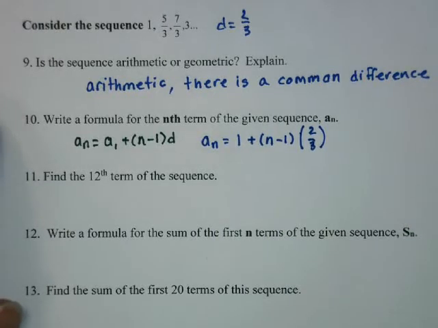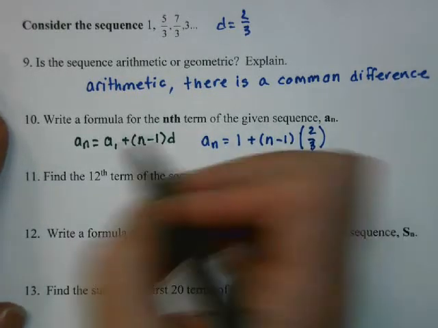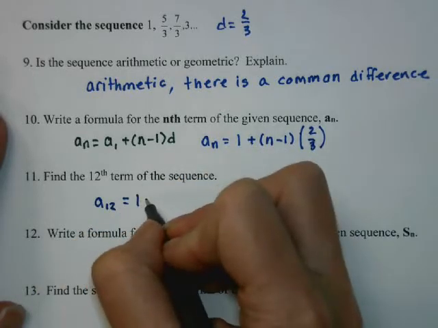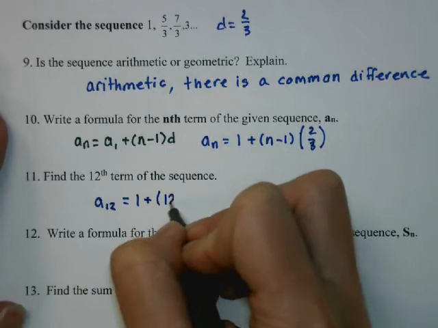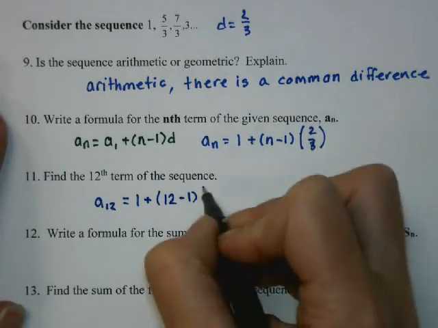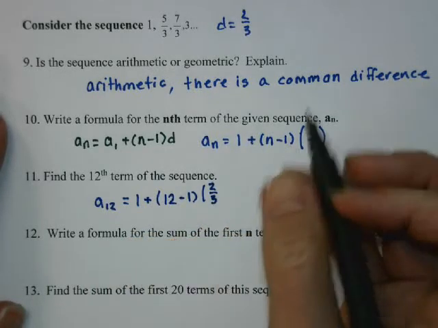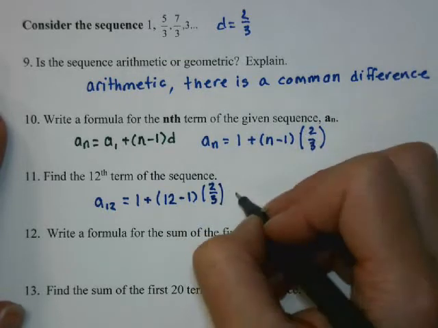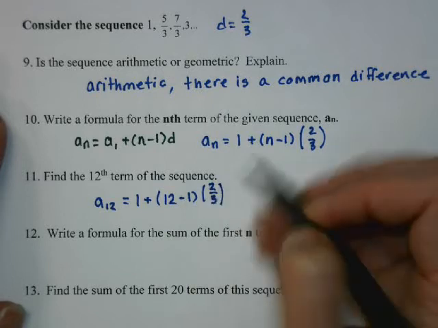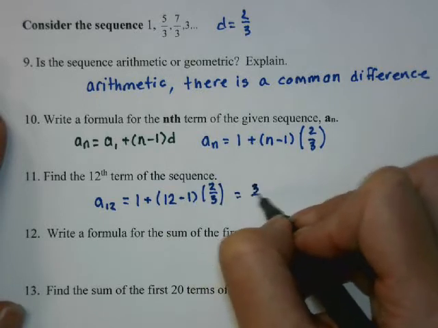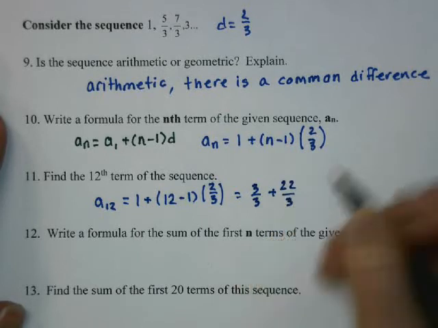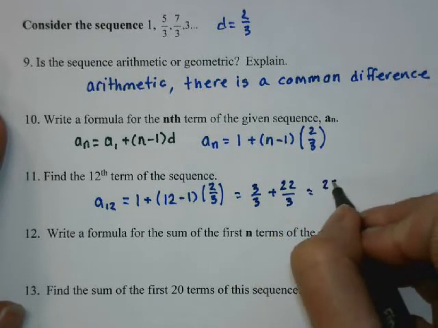Now we can use that to find the 12th term. So A12 would equal 1 plus 12 minus 1 times 2/3. So this will be 11 times 2. So this is going to be 3/3 plus 22/3, which would be 25/3.